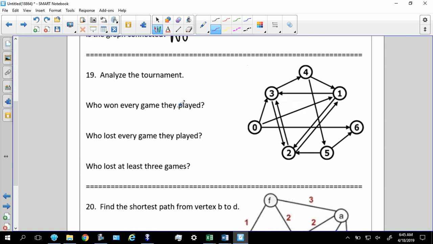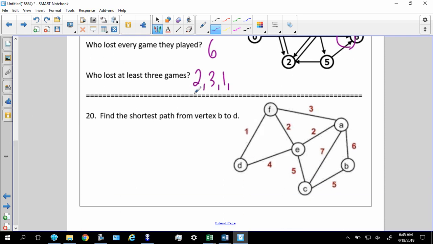All right, analyze the tournament. Who won every game they played? That would be 0, because remember, winners get the arrows leaving the winners. Who lost every game? Let's see, that would be 6 because that's 2 arrows pointing at it. Who lost at least 3 games? Let's see. Well, looking at it, 2 lost 3 games, 3 lost 3 games, 1 lost 3 games. I think that's it.